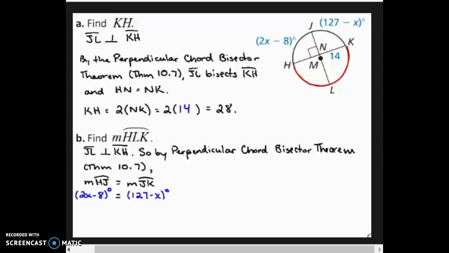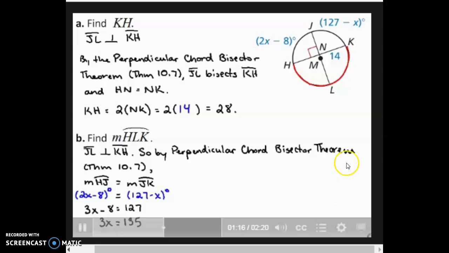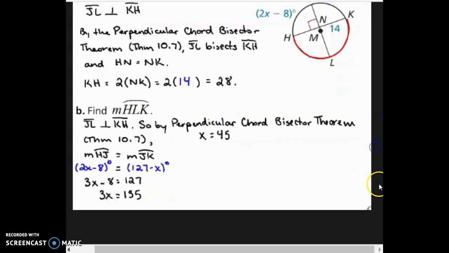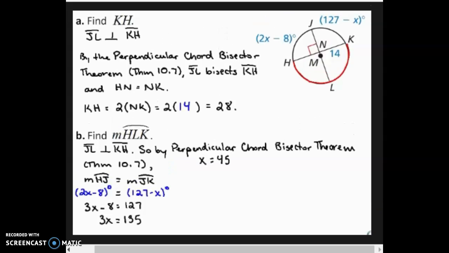Adding x to each side gives 3x minus 8 equals 127, and adding 8 to each side gives 3x equals 135. Then dividing by 3 on each side gives x equals 45. Now substitute 45 back into the measure of arc HJ, which gives us the measure of arc HJ equals the quantity 2 times 45 minus 8 degrees. Simplifying gives us the measure of arc HJ equals the quantity 90 minus 8 degrees. So the measure of arc HJ equals 82 degrees.